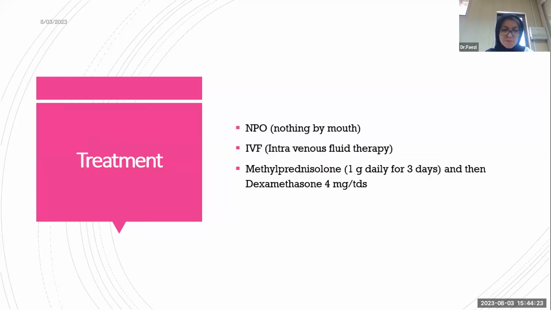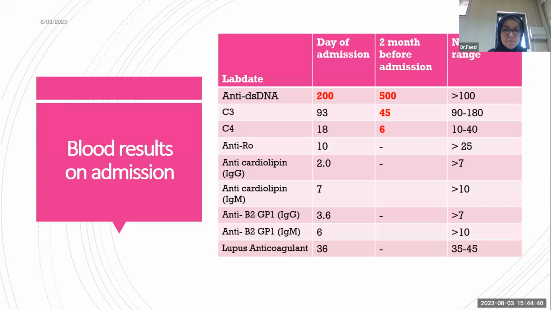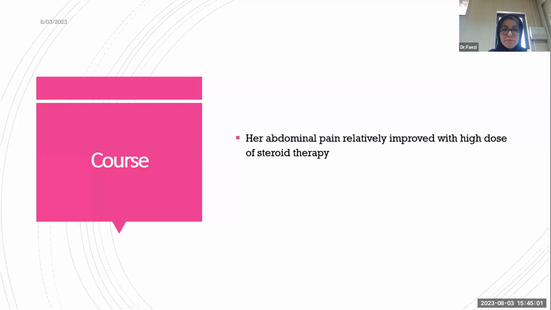Non-surgical therapy was recommended. She was NPO. She received intravenous fluid therapy and also received methylprednisolone as a pulse, 1 gram for 3 days, and then continued with dexamethasone 4 milligrams 3 times a day. Her serologic results on admission showed anti-double-stranded DNA 200, C3 93, C4 18, anti-Ro 10, anti-cardiolipin, anti-beta-GP1, all were normal. Lupus anticoagulant was 36. Her abdominal pain relatively improved with high-dose steroid therapy.